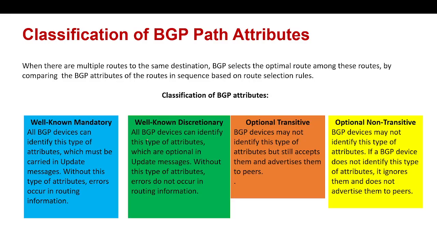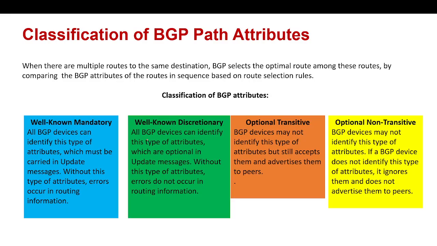So for the well-known discretionary, these attributes are also identified by all the BGP devices, but it's not mandatory that they should be available on the update messages. They may not be in the update messages, but there are no errors that will be reported by the peer. So we call them the well-known discretionary. And then we have optional transitive.